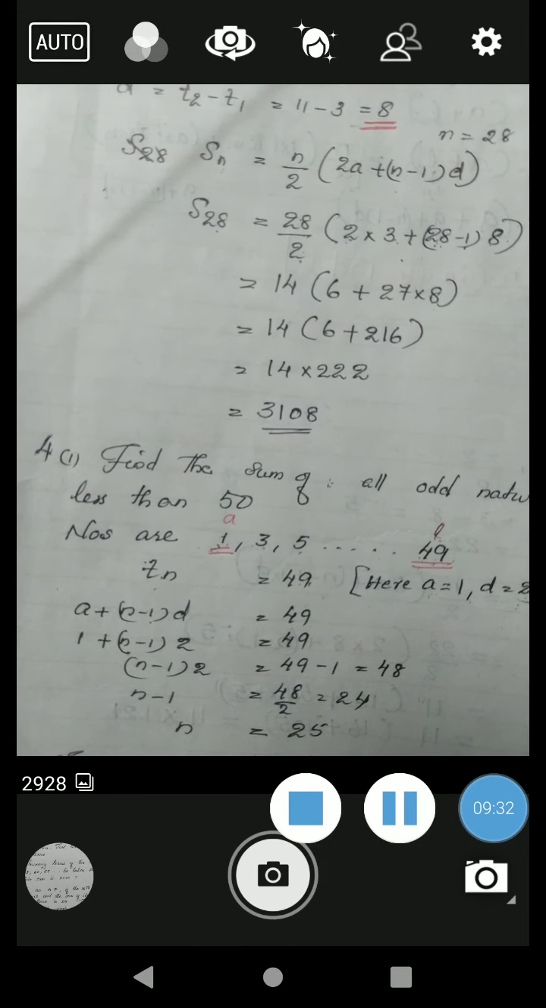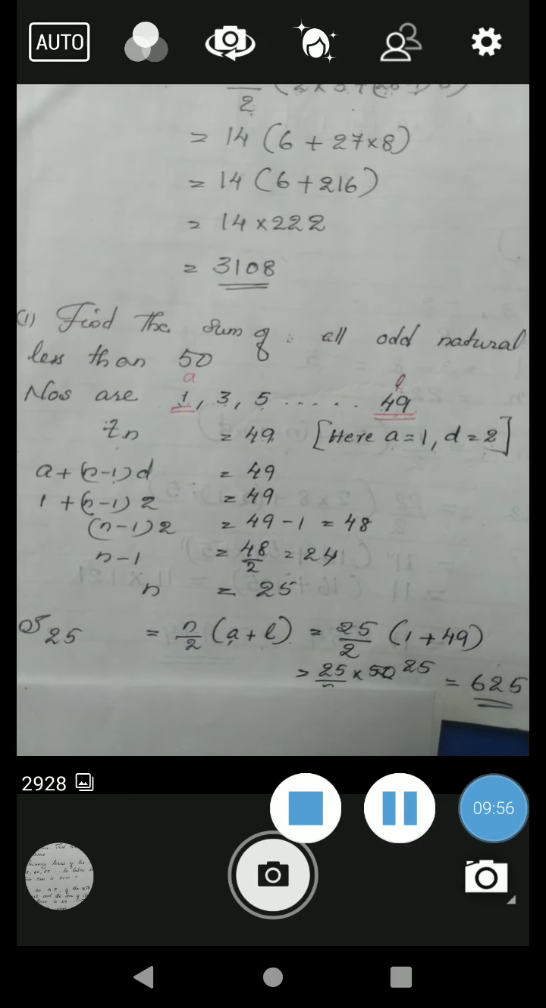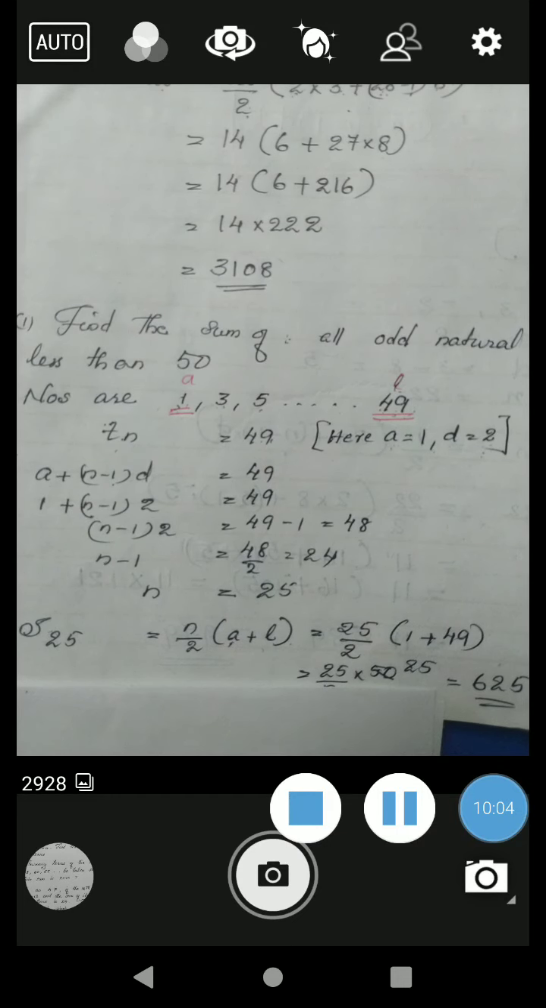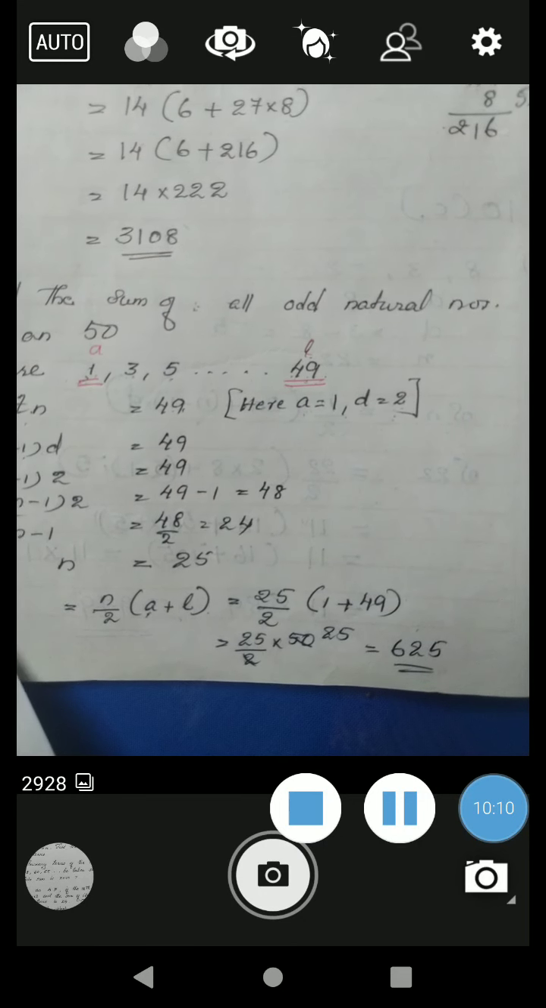And we want to find S25, the sum of all natural numbers between 0 and 50. Less than 50 means between 0 and 50. So the number of terms is 25. Therefore, we can apply the formula S25 is equal to n by 2 into first term plus last term, that is 25 by 2 into 1 plus 49. When you simplify, you will get the result 625.